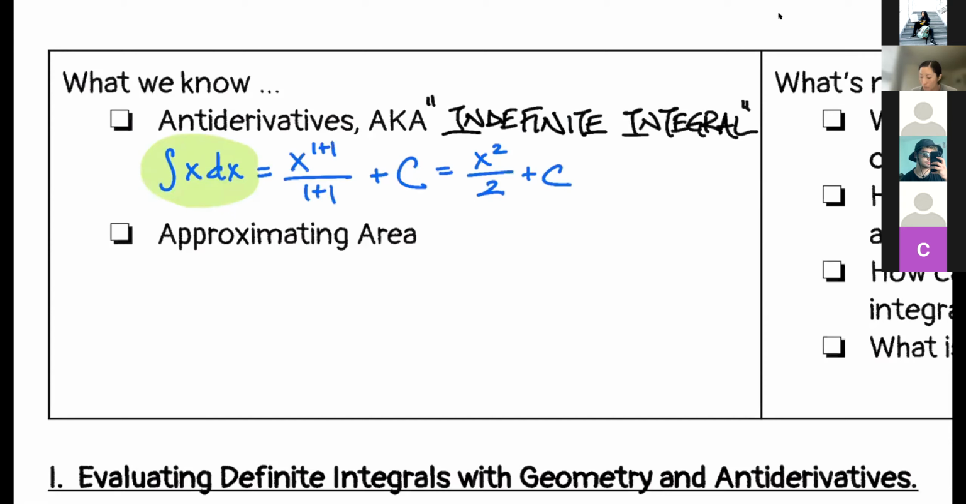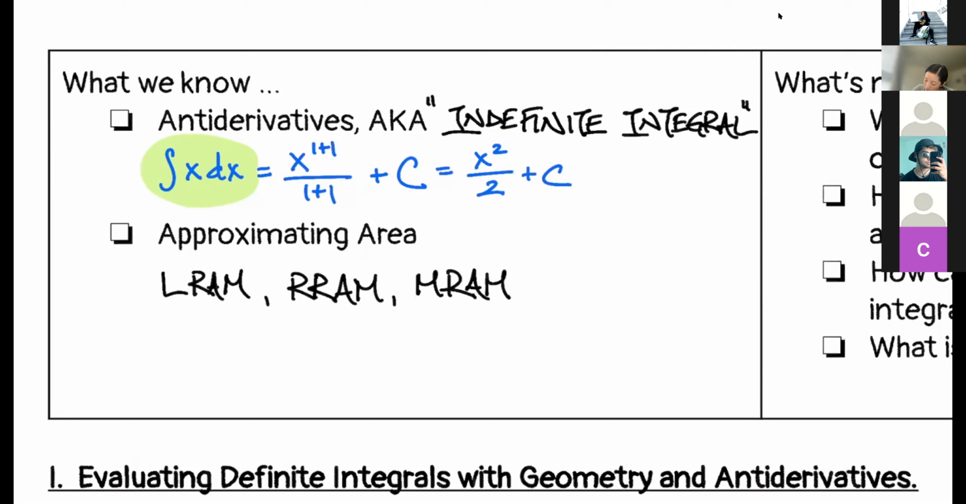Now, we've also talked about approximating area. And in particular, we've looked at a lot of rectangles, and we have a left approximation, LRAM. We have a right approximation, and we have a mid approximation. Okay. And on this week's quiz, you will have one more opportunity to practice that idea of rectangular approximation and how to draw those, okay?